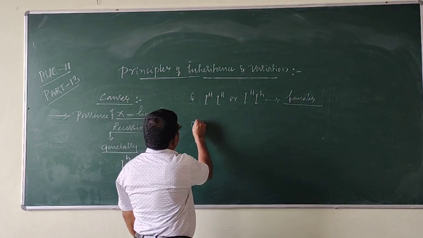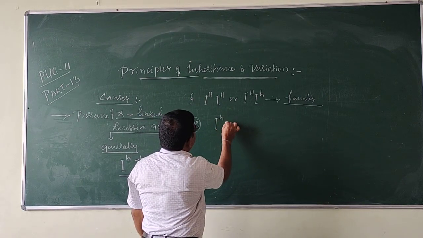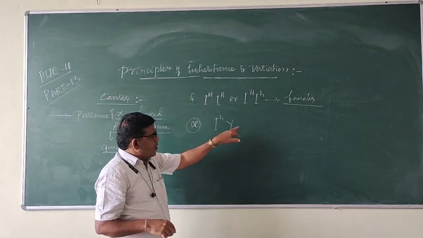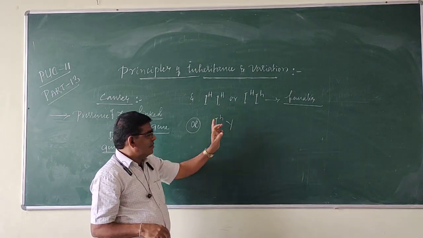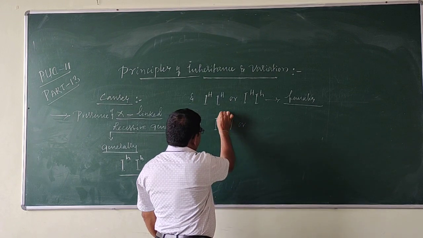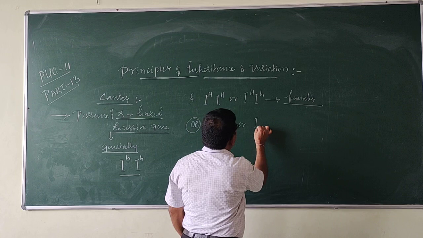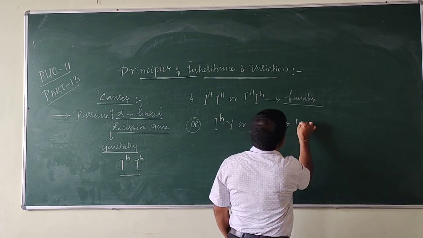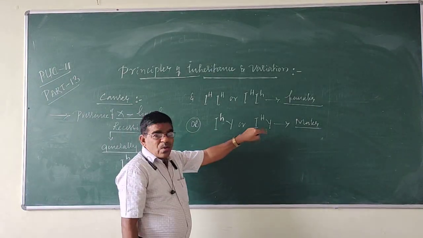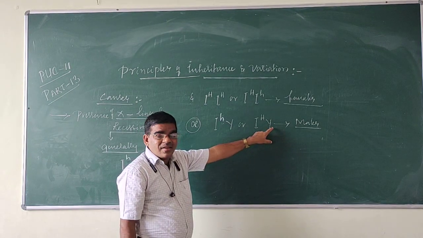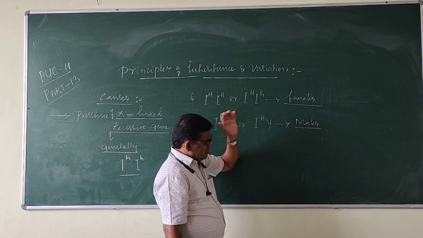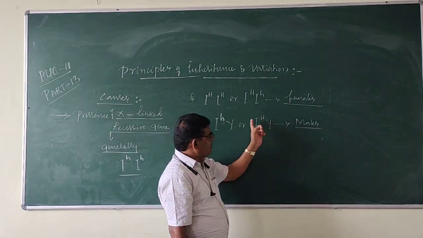X^H or X^h in females. In males, X^H Y. Y means in males the allosomes X and Y are present. Here X and X are similar, while X and Y are dissimilar. So in males, only one X chromosome is present; the other one is the Y chromosome. So in females it can be a recessive condition, and in males it is either a recessive or a dominant condition.